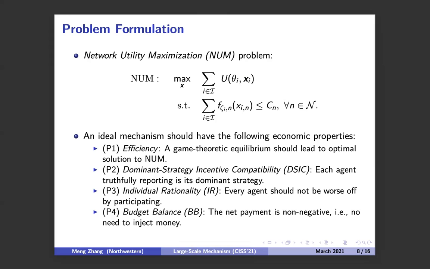In order to solve this problem, we would like to design a mechanism, and an ideal mechanism should have the following economic properties. The first is efficiency: the theoretical equilibrium induced by the mechanism should lead to the optimal solution to the NUM problem. Also, dominant strategy incentive compatibility: each agent truthfully reporting its type is a dominant strategy. Also individual rationality, meaning that every agent should not be worse off by participating. Last but not least, budget balance: the net payment is non-negative, which means there is no need to inject any money into the system.